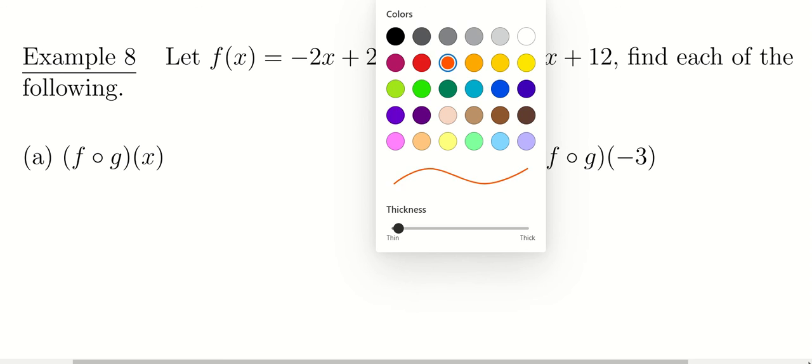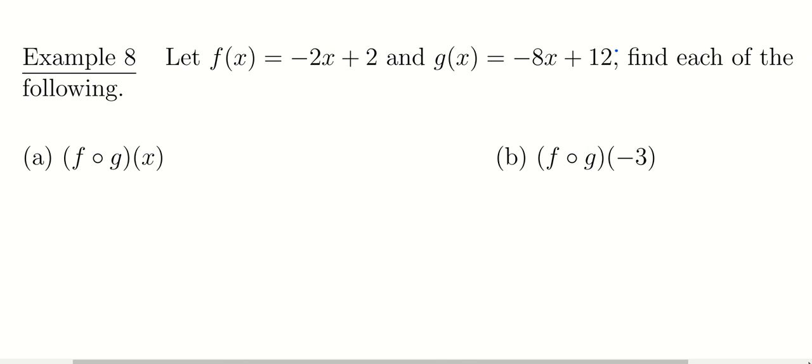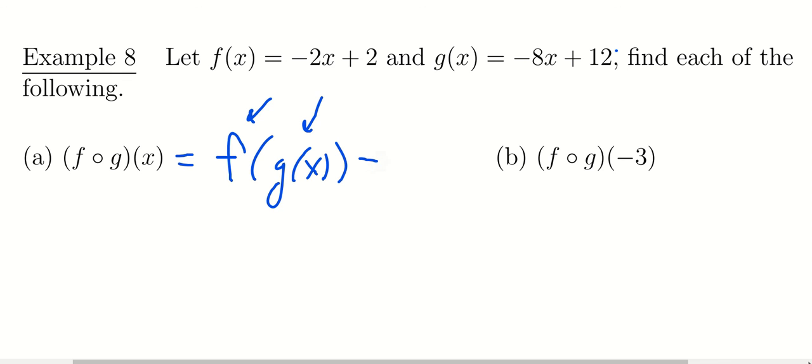Let's take a look at example 8. For part A, we want to find f composed with g of x. This is by definition f of g of x. So the outer function is f. The inner function is g. Let me begin by writing out the statement form for the outer function. F of x is defined as negative 2 times x plus 2. And everywhere I saw an x for the expression for f, we're now going to plug in the equation for g. That is negative 8x plus 12.